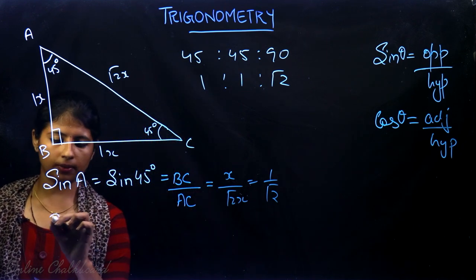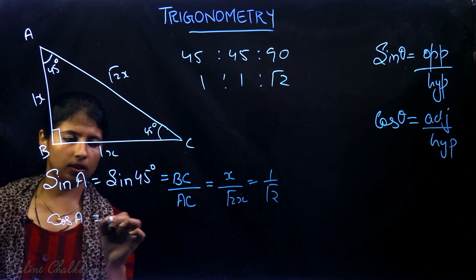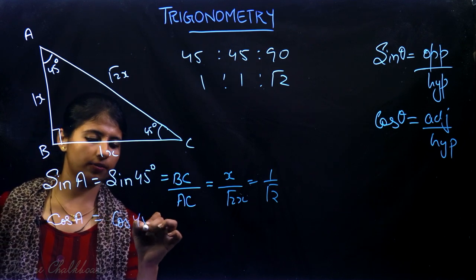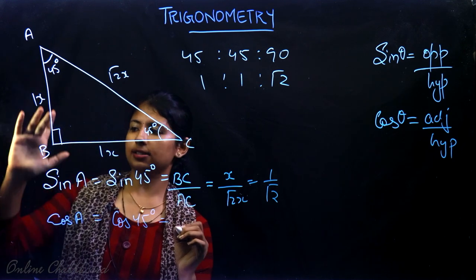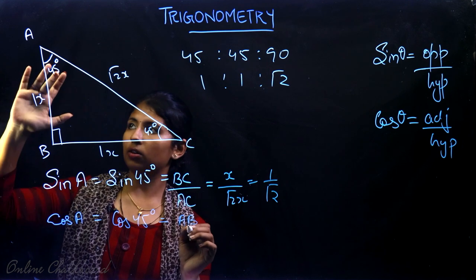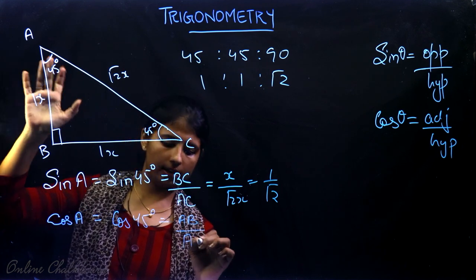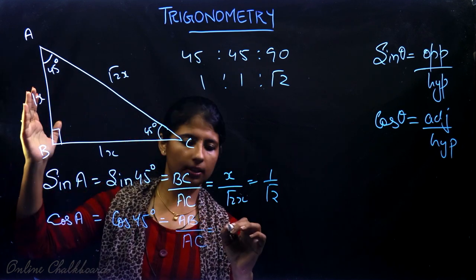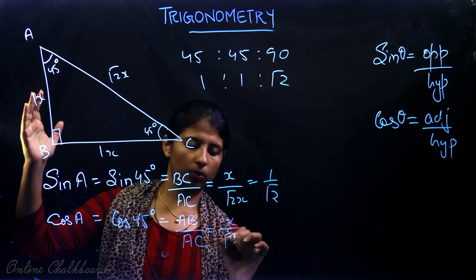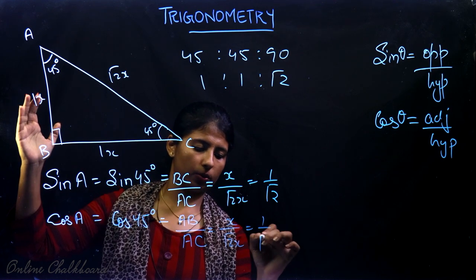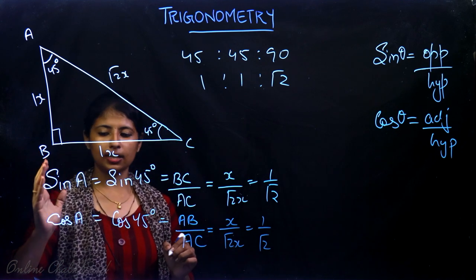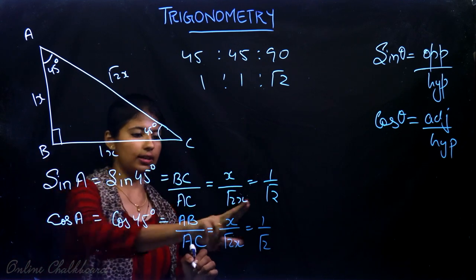Now cos 45. That is cos A, equal to cos 45 degree, equal to the adjacent side AB by the hypotenuse AC. AB is x by root 2x, that is equal to 1 by root 2. Now we get sin 45 and cos 45 both as 1 by root 2.